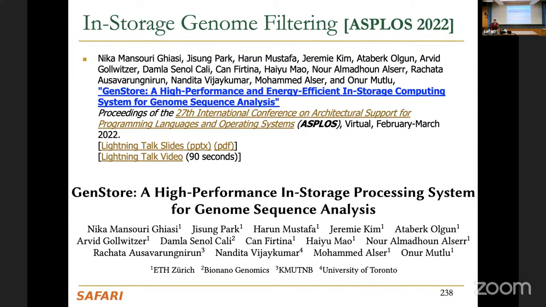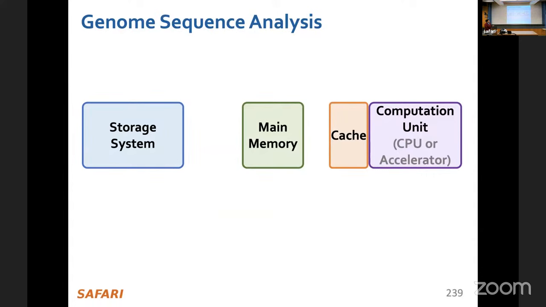So I guess now we can talk about how we can also perform such applications in other systems, such as storage systems, to accelerate the genome analysis. So this is at a high level what the path of the genome sequence analysis looks like. It starts from the storage system. The reads move through the main memory to cache perhaps and to the computation unit. But this computation unit can be CPU or your accelerator, whatever.